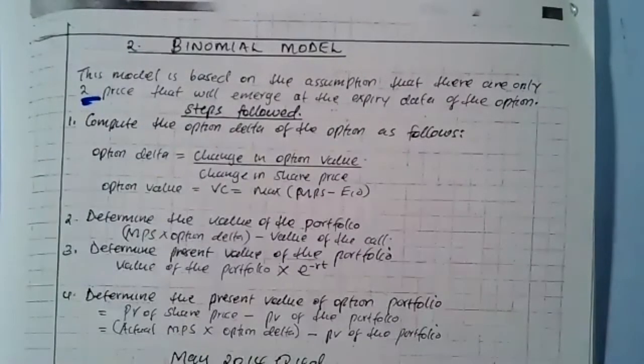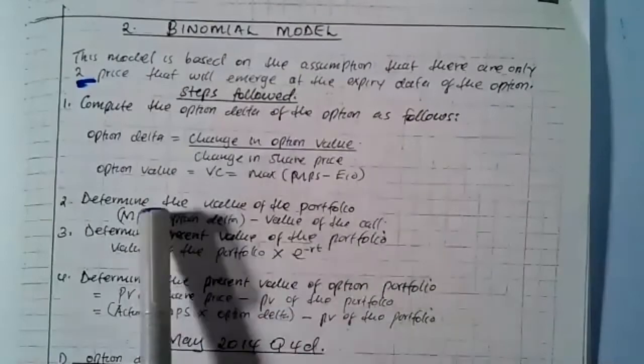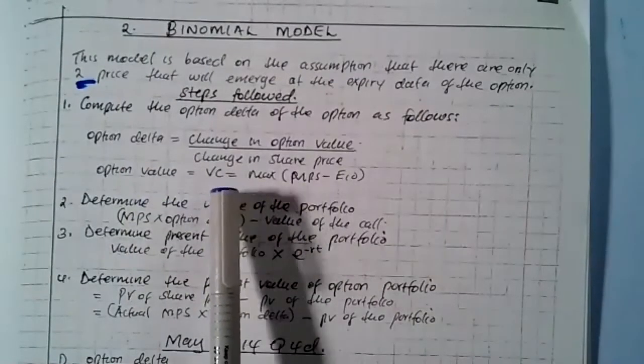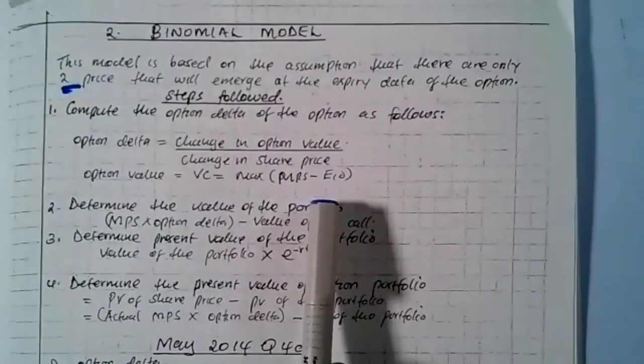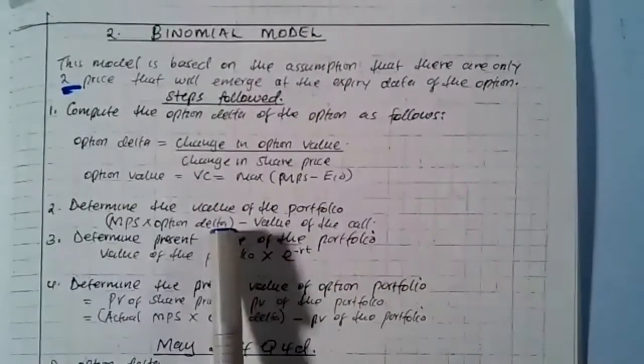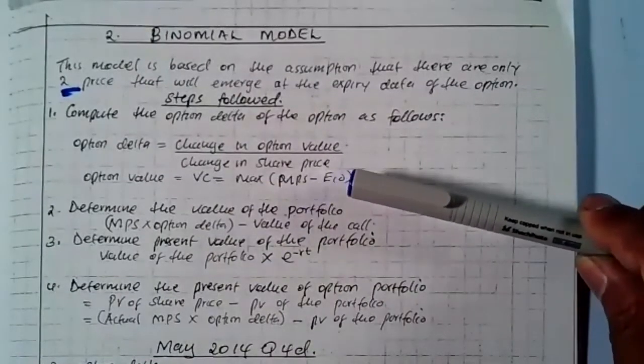What are the steps? Number one, you need to compute what we call the option delta. You compute the option delta of the option, and this is how you compute it. You take the changes in the option value, you divide by the changes in share price. How do we get the option value? In this case, you use the value of the call. And remember, I said that the value of the call is max of market price per share minus exercise price. That's how you get the value of the call. Then you compute the changes in the option value, and you divide by the changes in the share price.